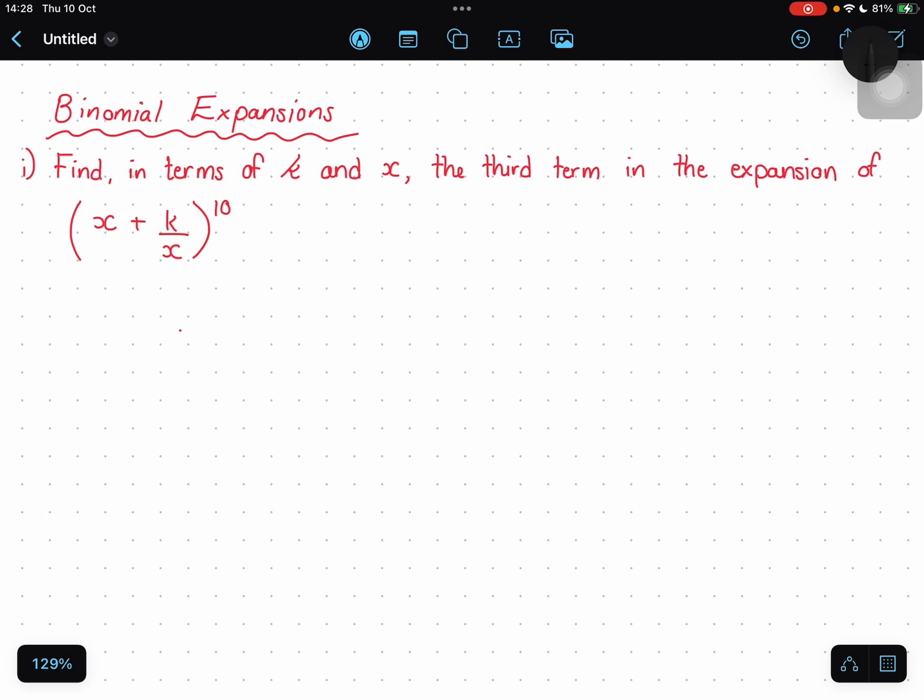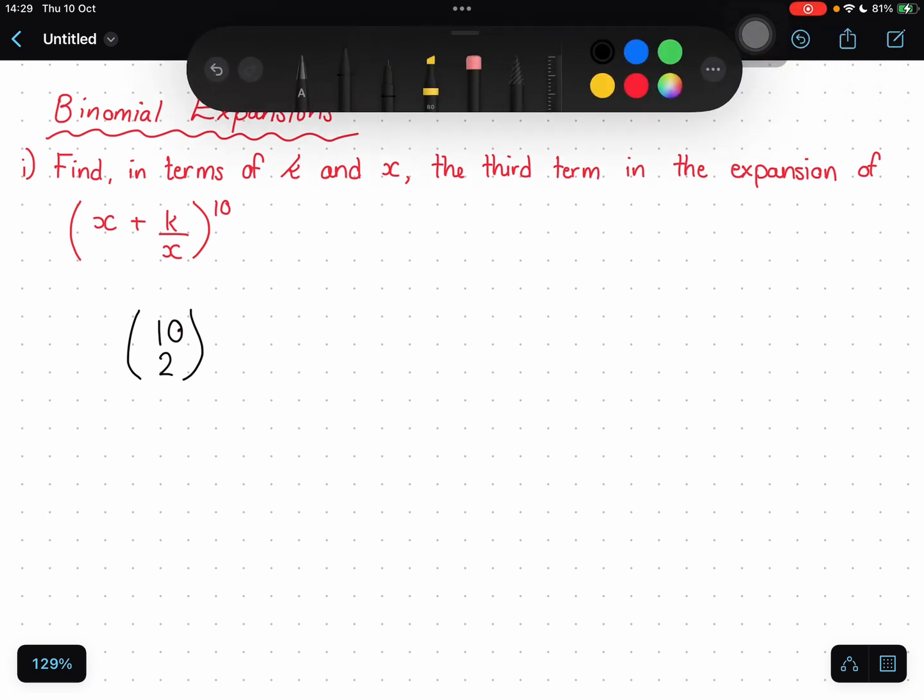With this being said, we know for the third term, inside the 10 choose whatever, if the third term has 2 at the bottom, because we said first term has 0, second term has 1, so third term has 2. This is what r is equal to. r is equal to this number 2.